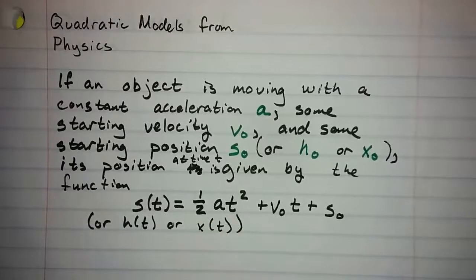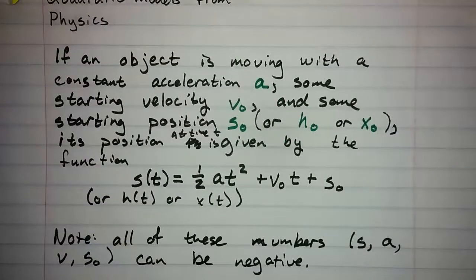Note that all of these numbers can be negative numbers, and in physics we think of negative as just being backwards. Sometimes we'll give you this model with the numbers already filled in, and sometimes we'll tell you what the numbers are and have you plug them in.